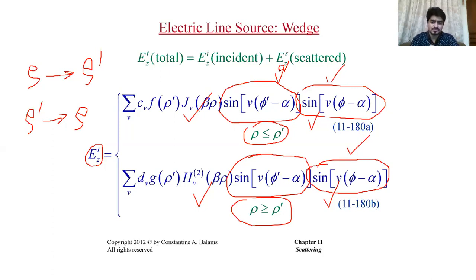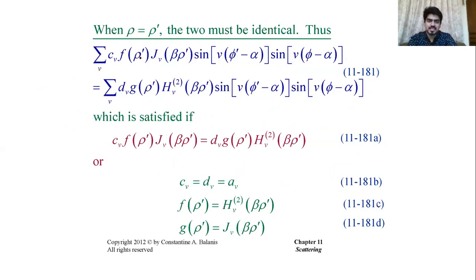Also, similarly, you can say that this should be here, right? And this should be equal to this one. When rho becomes rho prime and rho prime becomes rho, this f of rho prime should be something like a Hankel function, and this Bessel function should be this g in the bracket rho, right? So that's what we do.